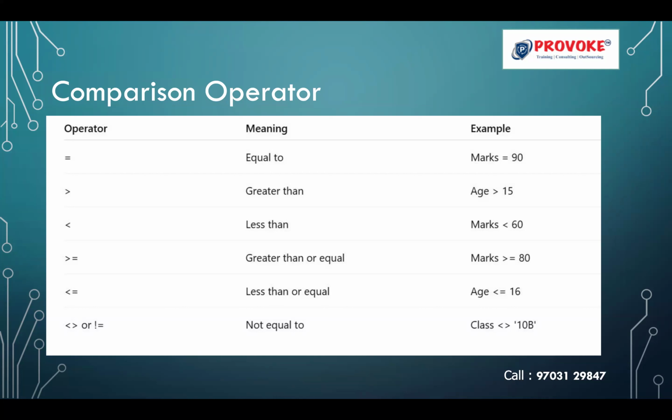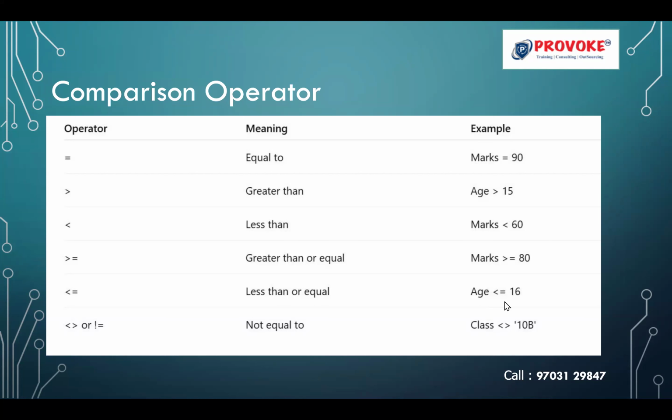Equal to: marks is equal to 90. Greater than: you are checking age greater than 15. Less than: marks less than 60. Greater than or equal to: marks greater than or equal to 80. Less than or equal to: age is less than or equal to 16. Not equal to can be mentioned in these two ways. That is, class not equal to 10B.